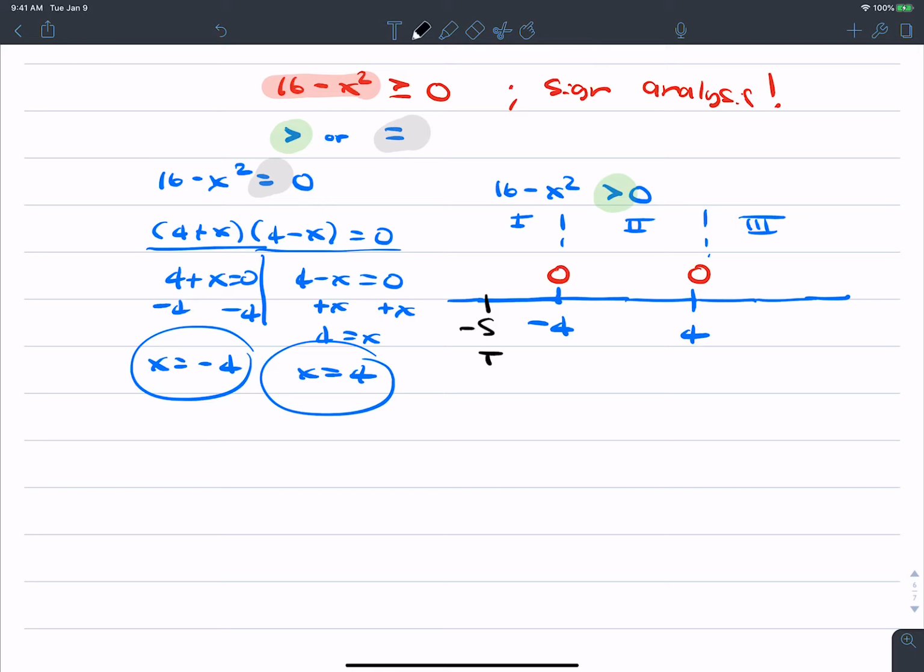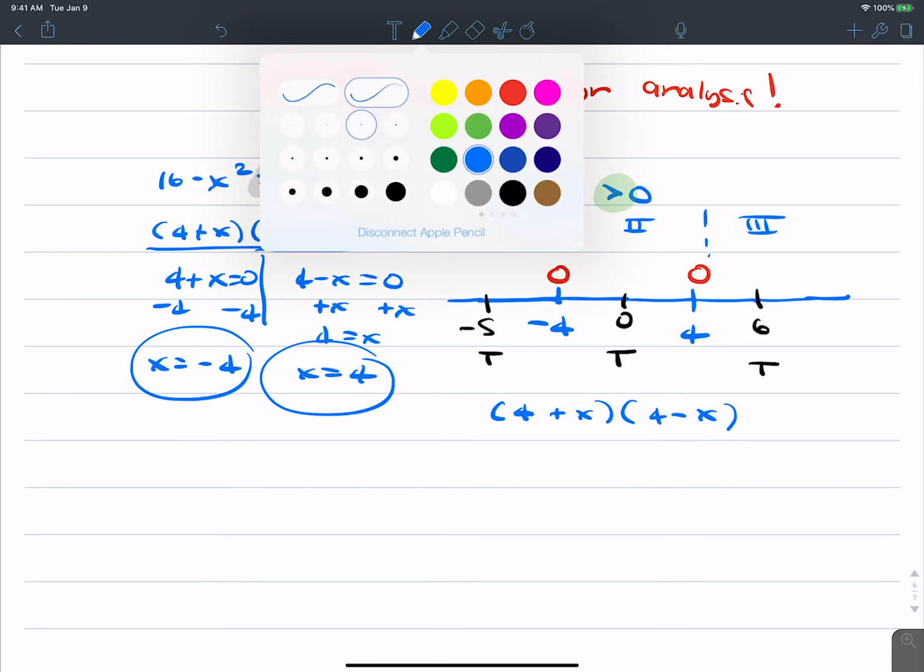Here's a test point. A value in region 2: we have 0 available. This is a test point. And a value to the right of 4, we can say 6 if we like. Here's our test point. We're going to test the sign of each region. So if you guys recall, you're going to go back to the factored form. That's the best form to use. 4 plus x times 4 minus x. So use the value as a test point.